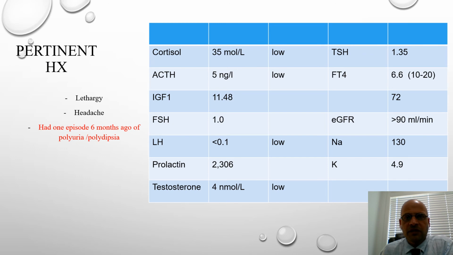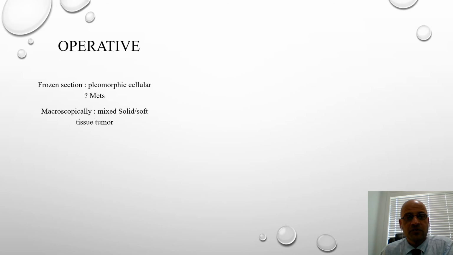The pituitary panel was consistent with central or pan-hypopituitarism: low cortisol and ACTH, low LH and testosterone, low T4, and low normal TSH, all in keeping with pan-hypopit. And she did mention to us that she had an episode of polyuria polydipsia consistent with DI 6 months ago. So central hypogonadism, hypothyroidism, hypocortisolism, and stalk effect related to the mild increase in prolactin.